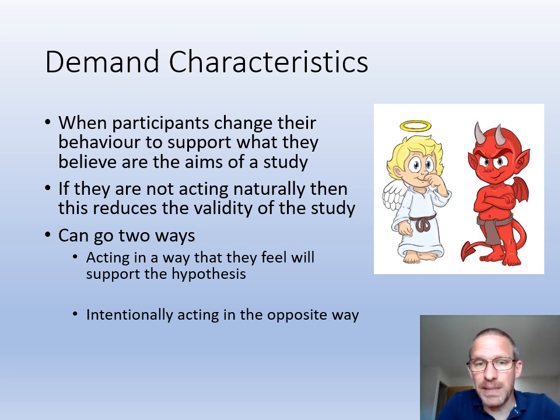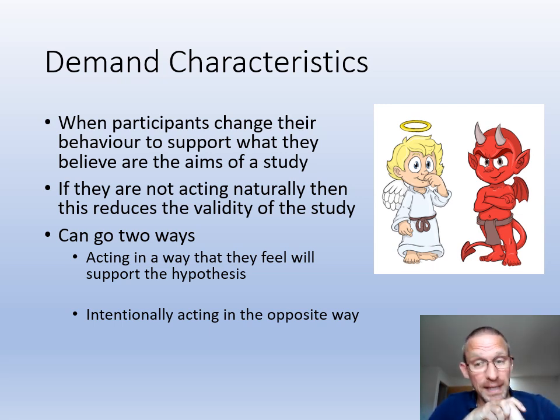Demand characteristics cropped up last time. We said with repeated measures, there is a risk, particularly with repeated measures, that people can guess the aim of a study, but even with independent measures, people might still think they know what you're looking to do, and they might change their behaviour because of that. If they're not behaving naturally, then that greatly reduces the validity of your study. We need people to be doing what they would normally do rather than what they think they should be doing.